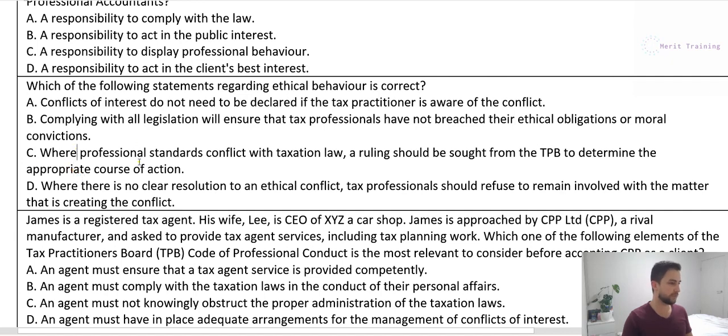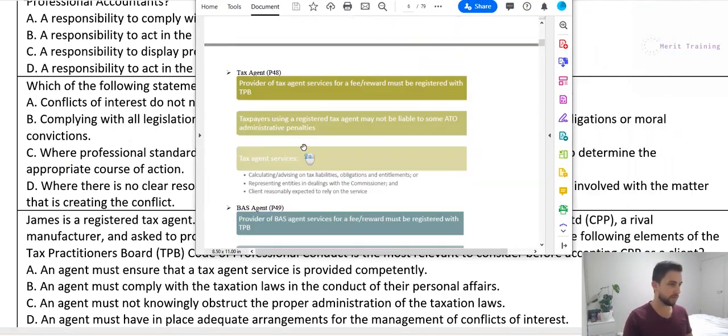So C is where professional standards conflict with taxation laws, a ruling should be sought from the TPB to determine the appropriate course of action. So let's refer back to our flowchart.